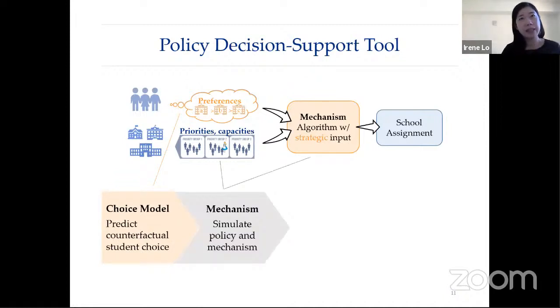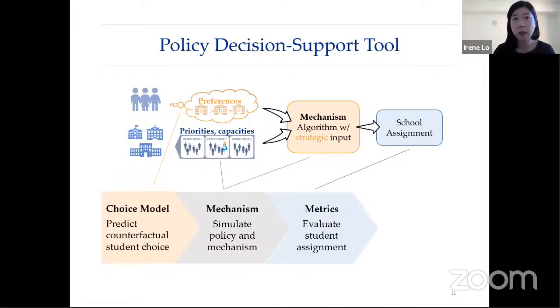The next piece is just simulating everything that's going on, so simulating the policy changes, simulating any changes we make to the mechanism. On top of that, we also looked at the output of all of these simulations and evaluated them in terms of metrics capturing the district goals of predictability, proximity, and diversity, equity of choice, and equity of access.